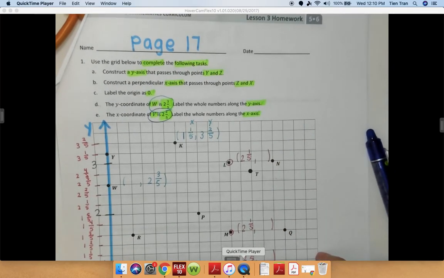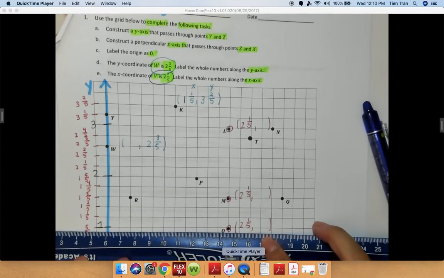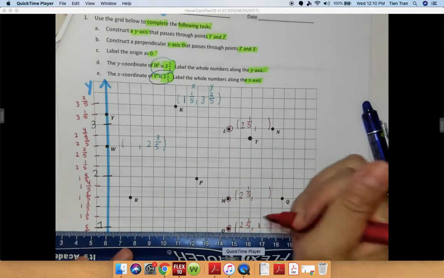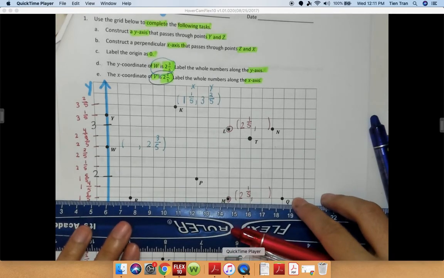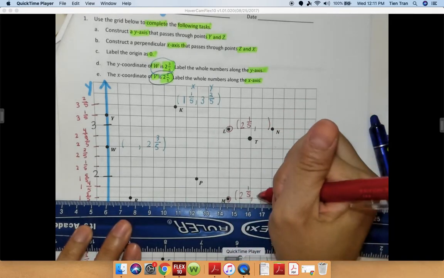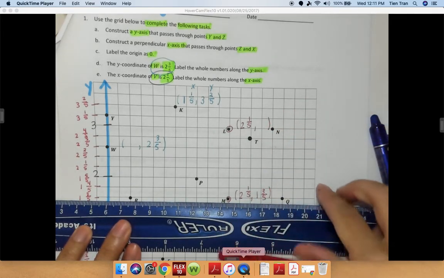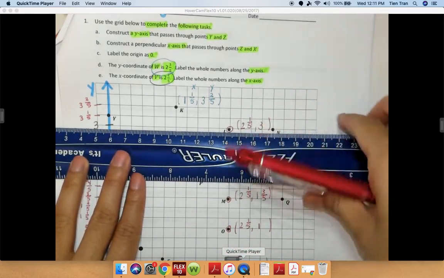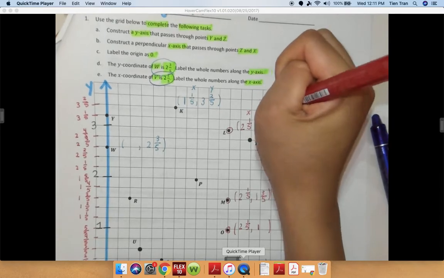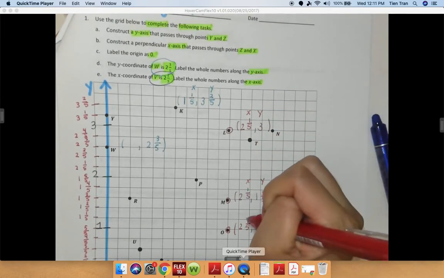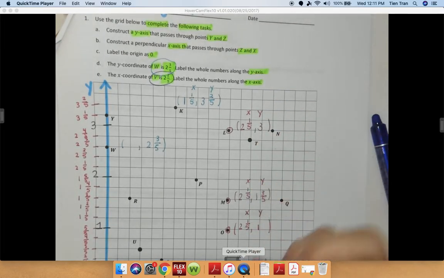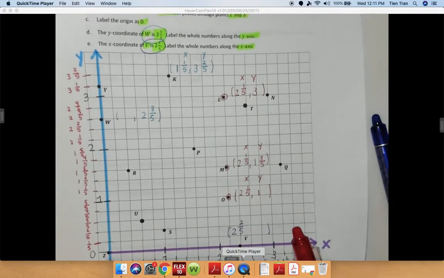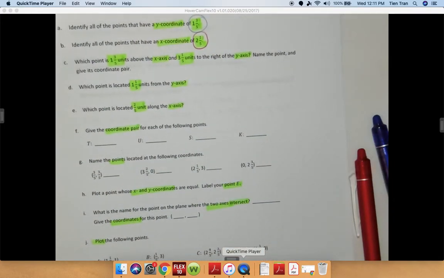This one is at 1. You see that? I have 1. And then for M, I have 1 and 3/5. And for L, I have 3. Okay? So this is my x-axis, and this is my x and y coordinate. I like to write it down just so I know how I figured that out. Okay? Now I'm going to move on to problem C.